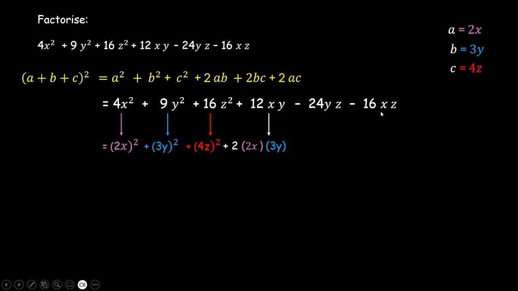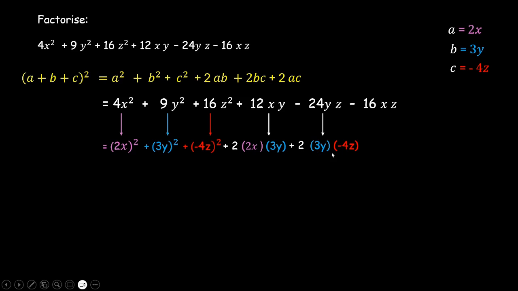Here z is the common variable, which means that actually this 4z is in reality negative 4z, because the square of negative 4z will also give us 16z square. So c is actually minus 4z. So let us put c as negative 4z here. Now this is 2bc, plus 2b, where b is 3y and c is negative 4z.